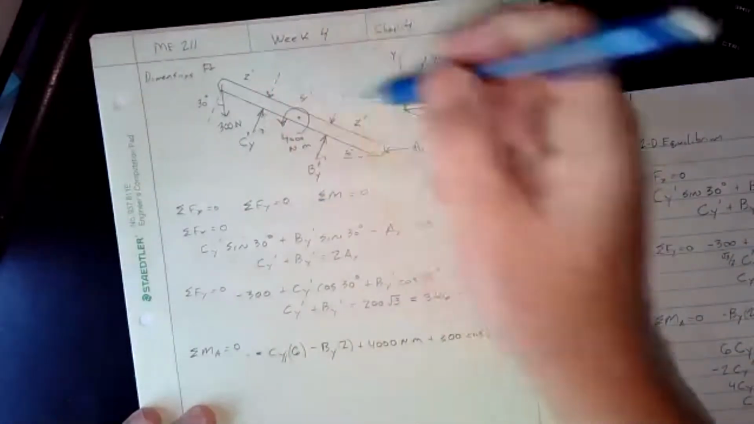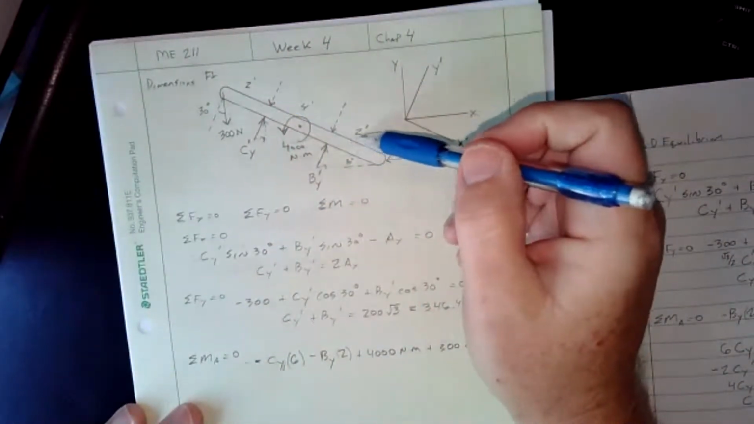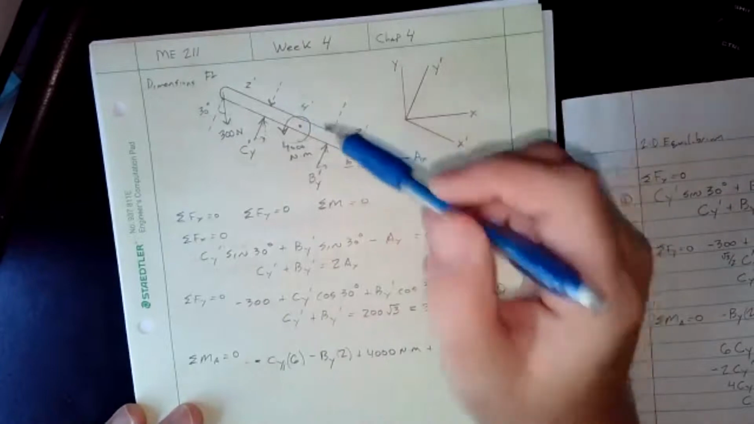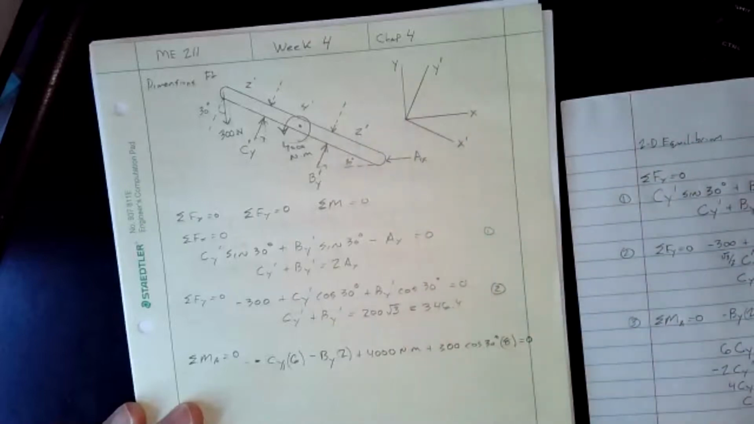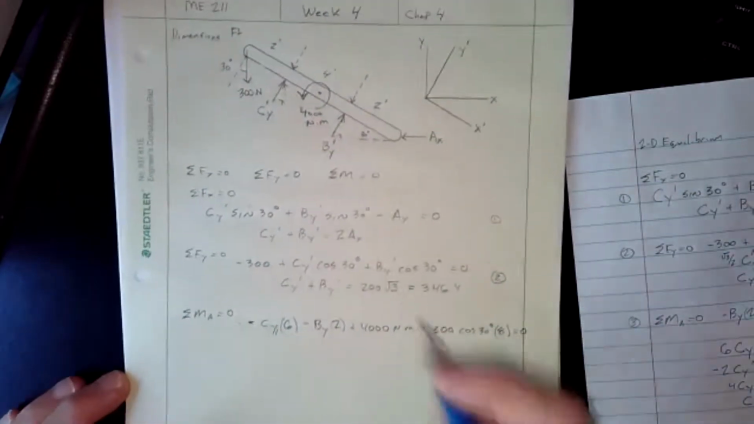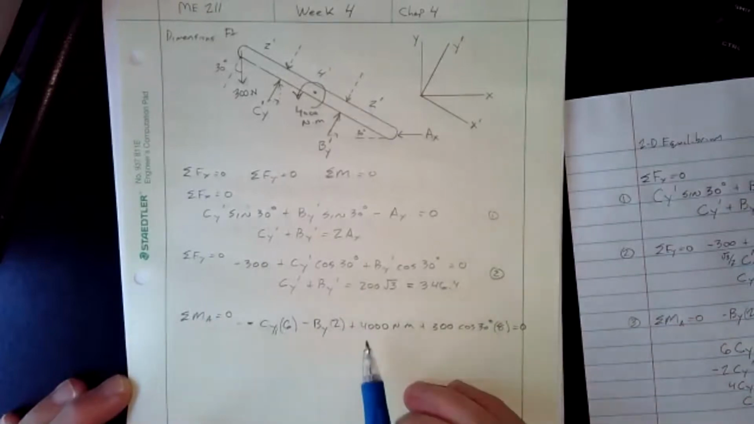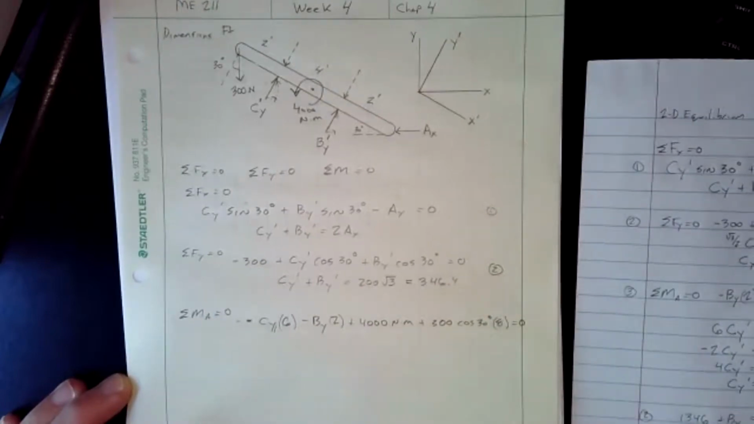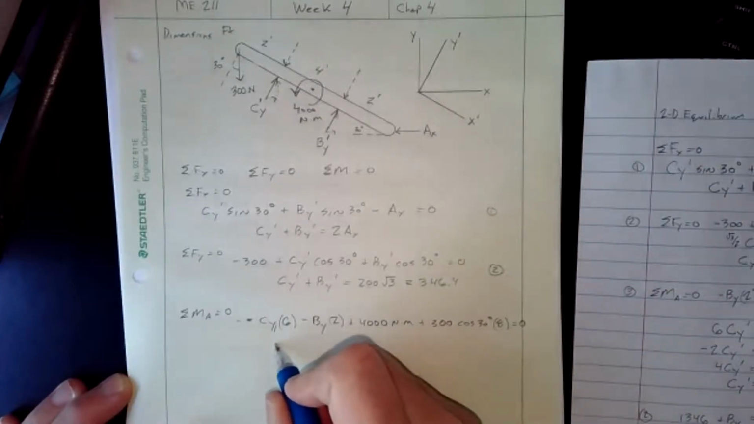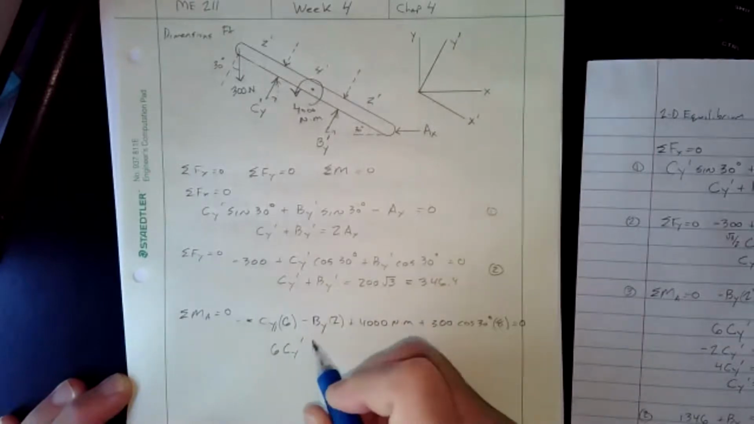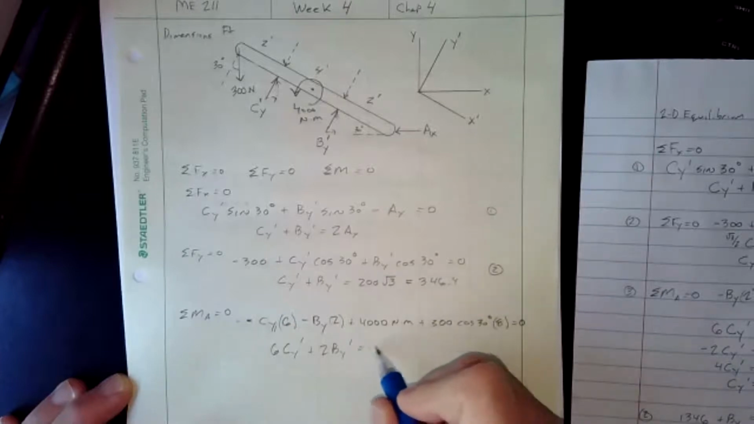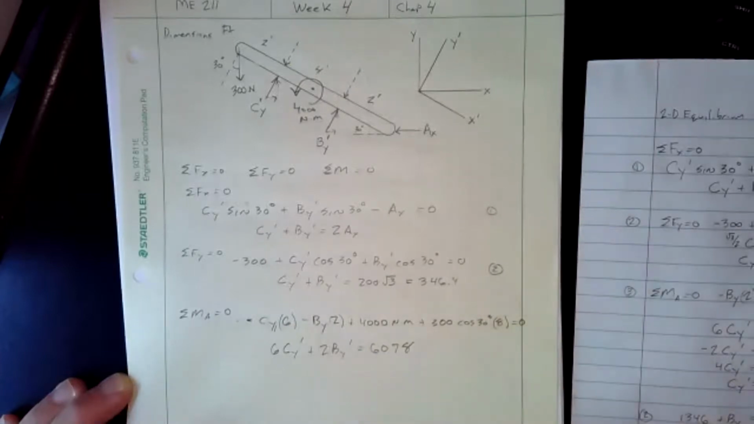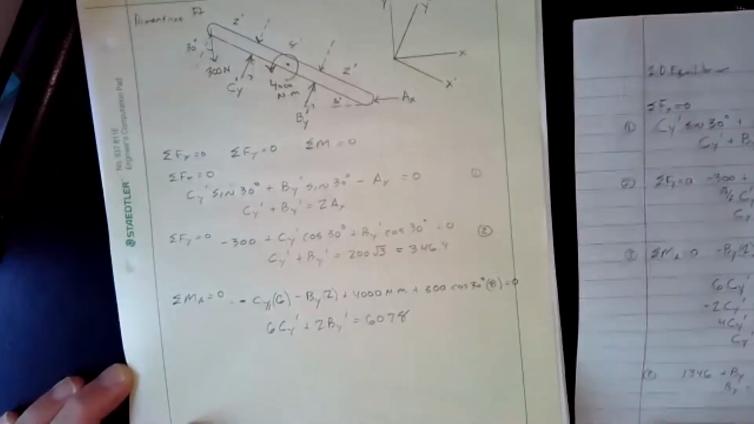But getting back to this, don't worry a great deal about getting all the distances in. The important thing on any free body diagram is to write the reactions and the forces and/or moments that are there. Okay, getting back to this. So if I simplify that, I end up with 6 Cy prime plus 2 By prime equals 6078. All right, so we have that.